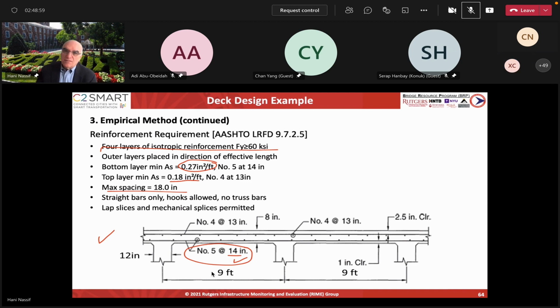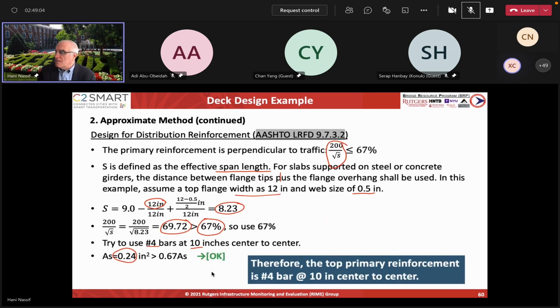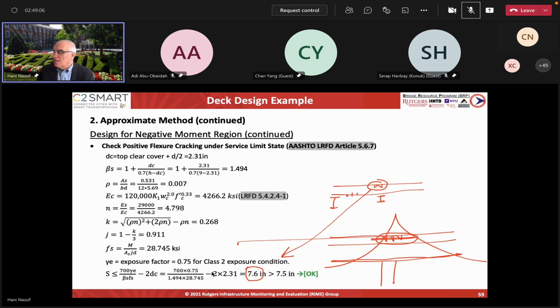Yeah, probably. If I remember correctly, let me show you where you did that. So here, you did the exposure. Well, obviously the same number and everything is going to be approximately the same. If you do that, you get 7.6 inches as the maximum spacing to do the crack control.